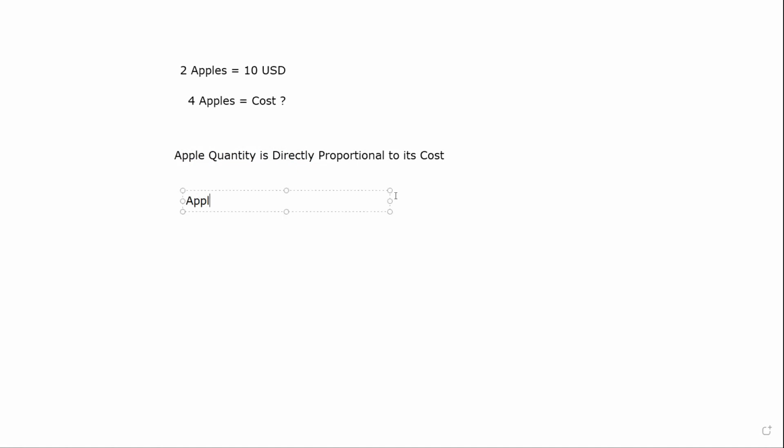Apple cost. So we can say that when the quantity of apples increases, then the total cost of the apples will also increase. Similarly, when the quantity of apples decreases, then the cost of the apples will also decrease, because they are in a direct proportional relationship. All right, so we will solve this question now.